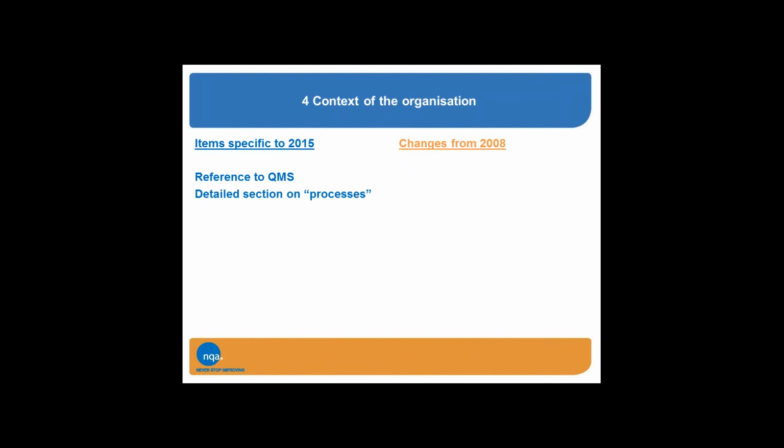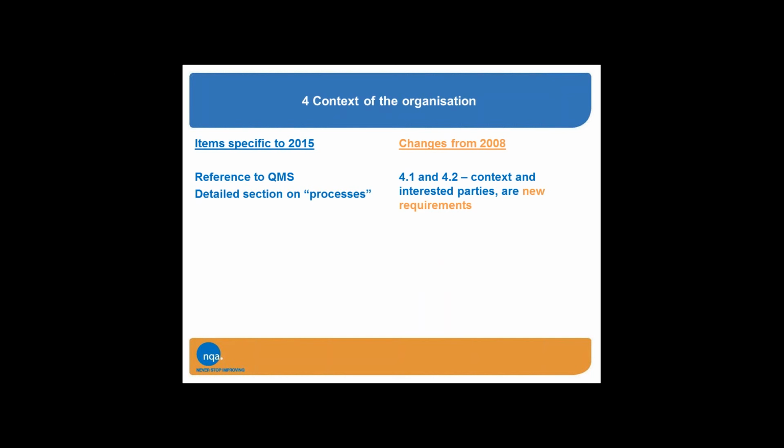On this slide, I have on the left-hand side items that are specific to 9001 that are over and above Annex SL requirements. So in this context of the organisation, not surprisingly, the standard refers to a quality management system, and there is a detailed section on processes.